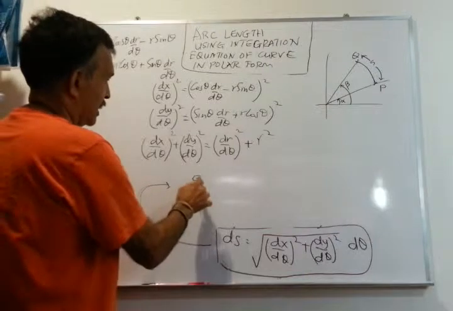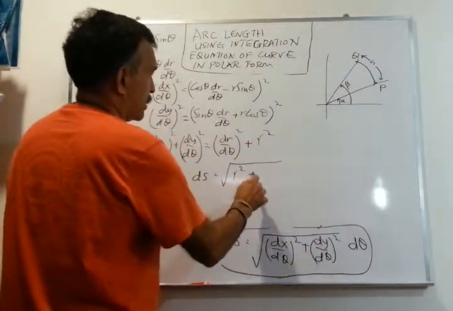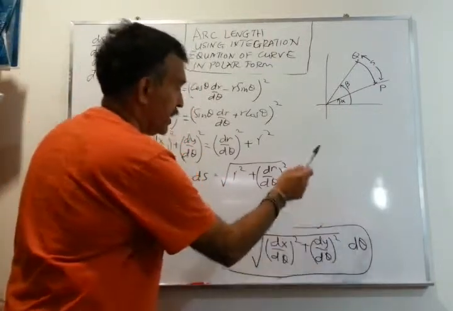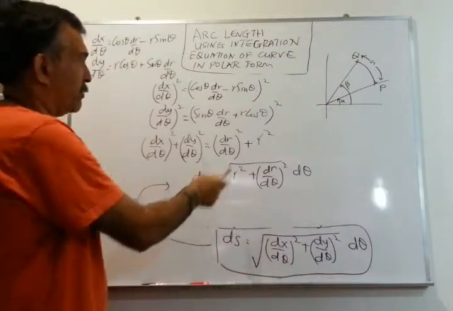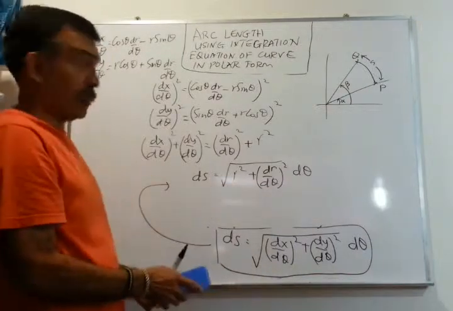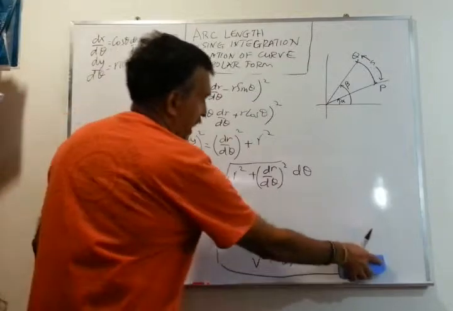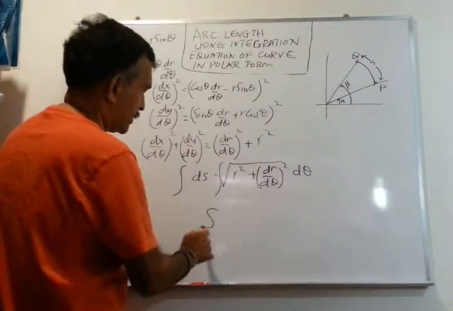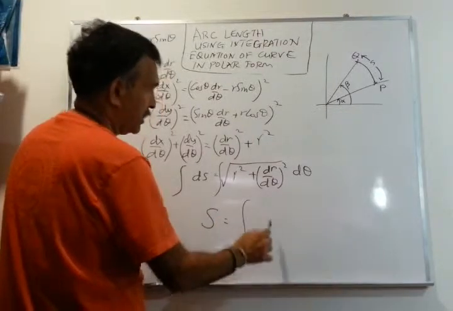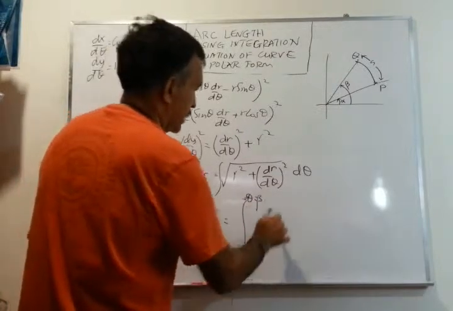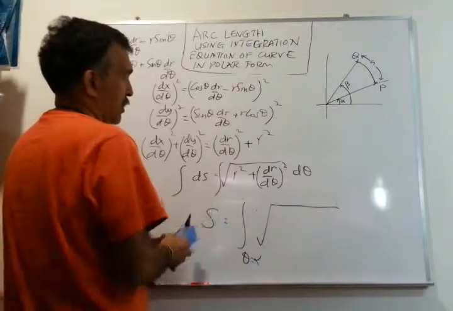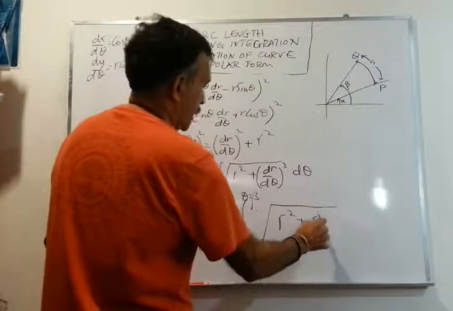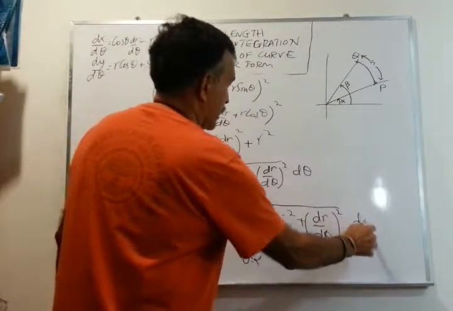This line becomes ds equals the square root of r squared plus dr d theta, whole thing squared, d theta. This d theta is here, and we are replacing dx d theta squared plus dy d theta squared with r squared plus dr d theta squared. Now introduce the integration symbol and we are done. So the formula given in your books: s equals the integral, we are going from alpha to beta, so theta equals alpha to theta equals beta, of the square root of r squared plus dr d theta, whole thing squared, d theta, and we are done.